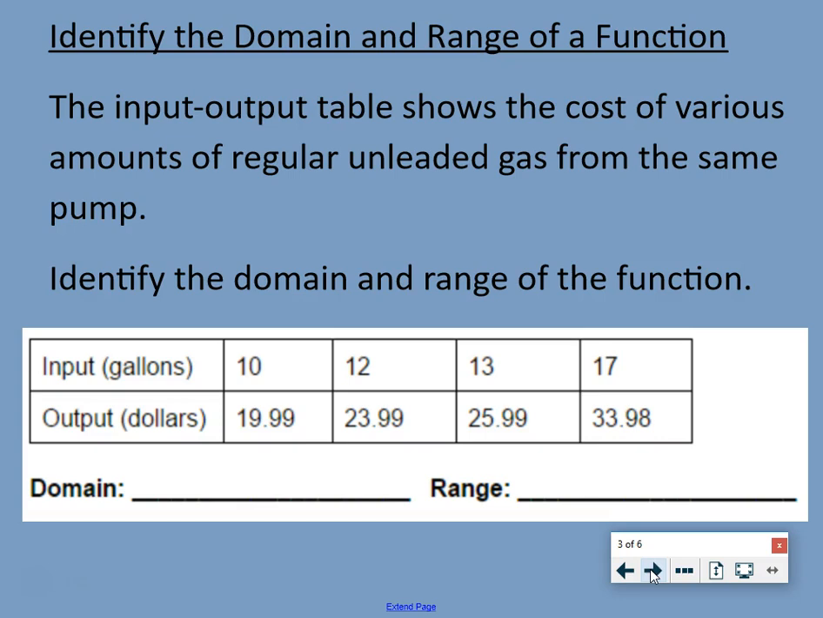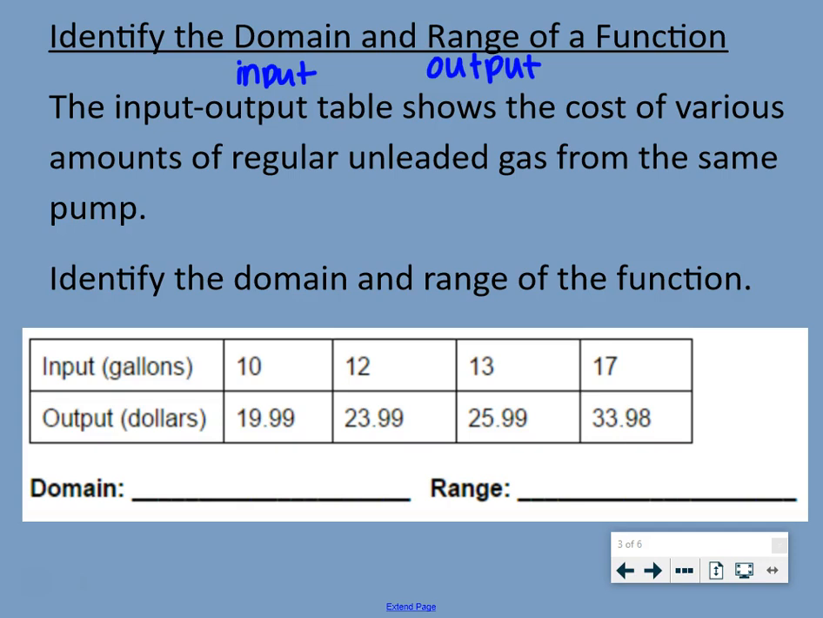Alright, let's put this into practice. Identify the domain and range of a function. So remember, domain is your input values, what you put into the function. Range is your output values, what you get out. So the input-output table shows the cost of various amounts of regular unleaded gas from the same pump. Identify the domain and the range of the function.